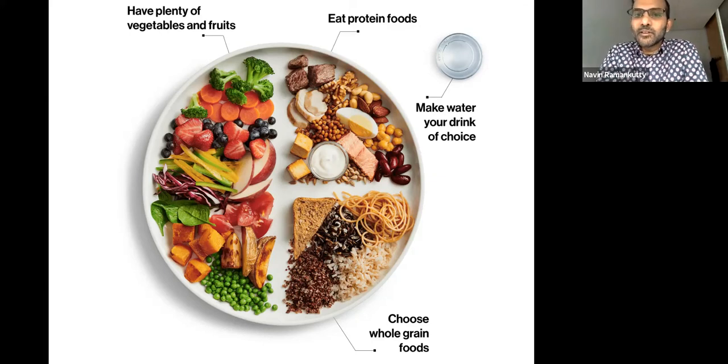This doesn't mean that we all need to become vegetarian or vegan, but we can get our protein from lots of different sources. And finally, don't eat so much sugar. Make water your drink of choice. So this is very consistent with a lot of things people have been talking about, that eating more plant food and less meat can actually be good for both the planet and for your health.